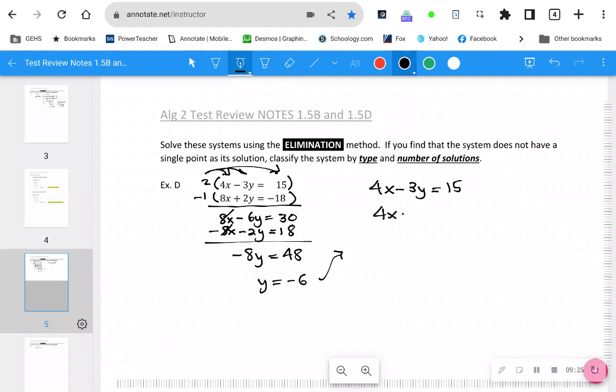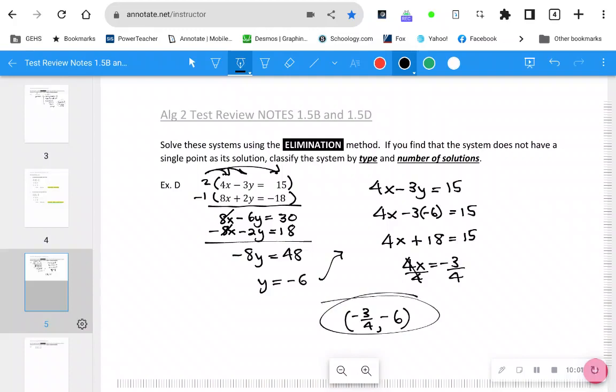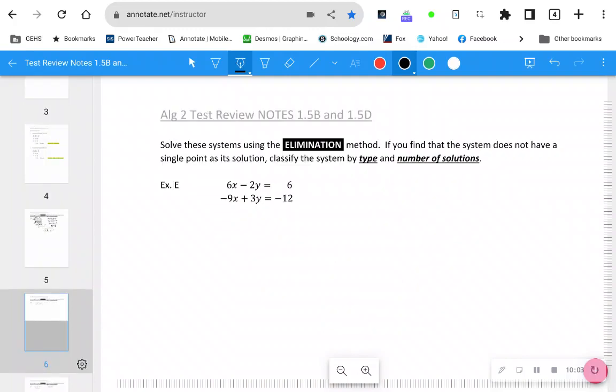Let me substitute for y here. And once you have it in there, you just solve for x. We're going to subtract 18 off both sides, and divide by 4. So we get a fractional result for the x this time, negative 3/4. And we get a negative 6 for the y. There's your answer. Okay, we're going to do another example just like that.